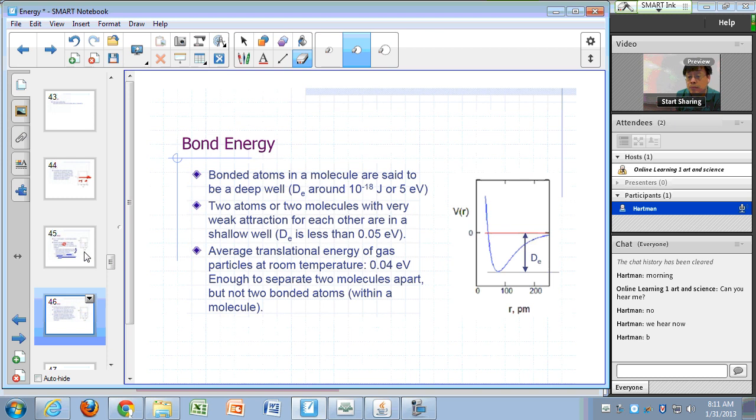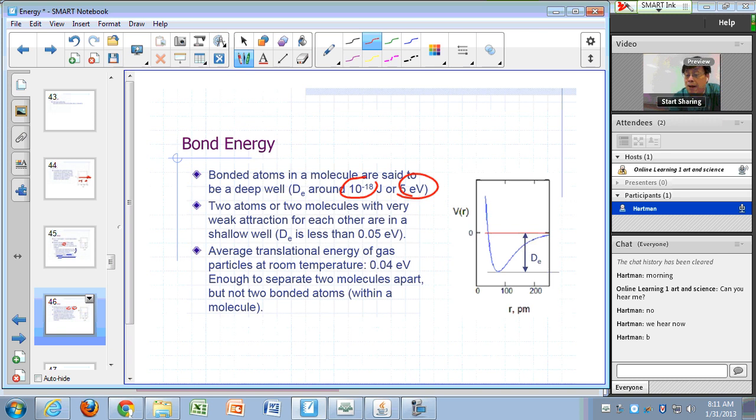If you have bonded atoms in a molecule, like I said, when they're already in a molecule, that means they're trapped in a very deep potential well. You're looking at a dissociation energy of about 5 electron volts. That's around 10 to the negative 18 joules.